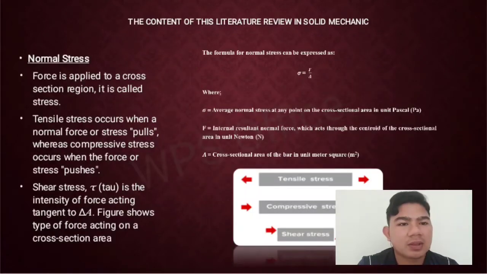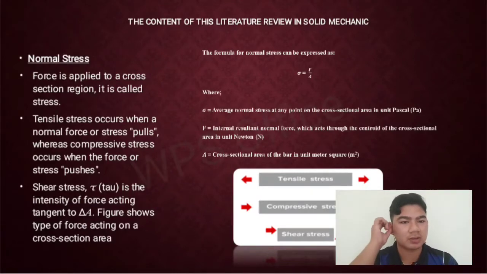The content of this literature review is in solid mechanics. Normal stress. When a force is applied to a cross-section region, it is called stress. The strength of the force acting normal to the area is known as normal stress, sigma. Tensile stress occurs when a normal force or stress pulls, whereas compressive stress occurs when the force of stress pushes. The shear stress, tau, is the intensity of force acting tangent to the area.